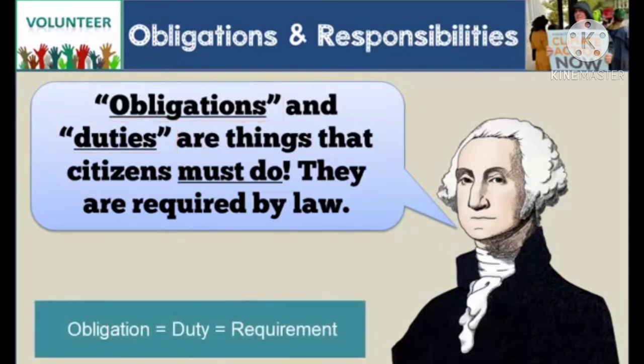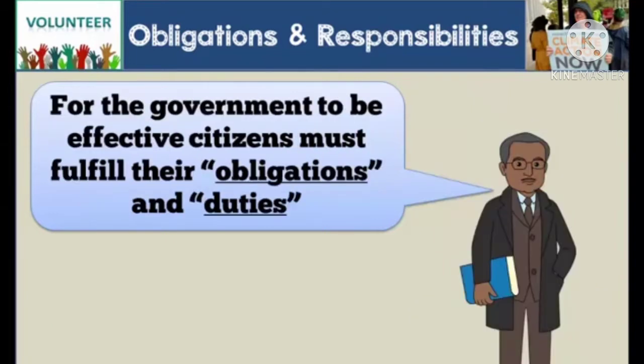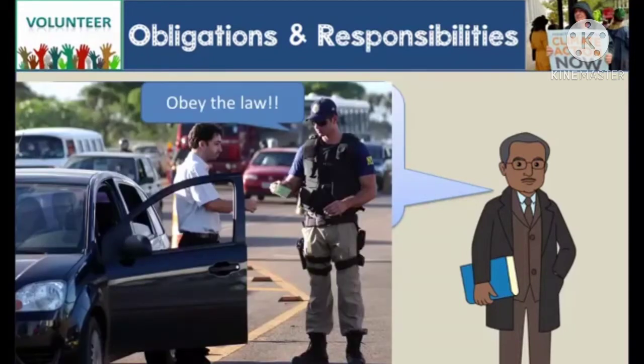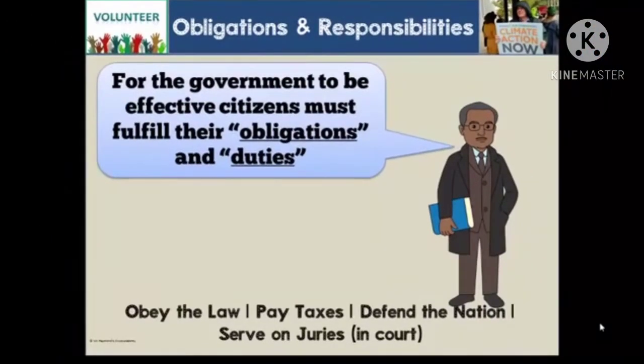So if you're obliged to pay your taxes and obey the law, these are things you must do. And if you have the duty to defend the country or serve on a jury, these are things you must do by law. Fulfilling our duties and obligations is what makes our government effective. After all, the government compiles all the laws to keep us safe, but it makes no sense if no one obeys them. We have the right to trial by jury, but if no one shows up for jury duty, we lose that right.